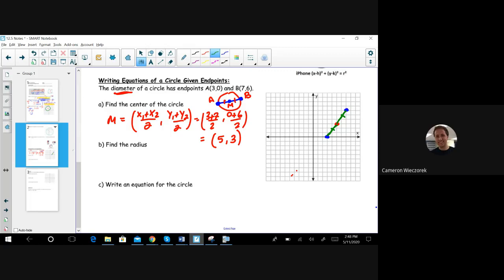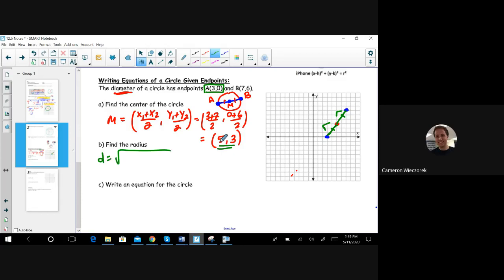Now, we still don't know what the length of that radius is, though. I need to figure out what that radius is before I write the equation. So the radius, use your distance formula, or you can make a right triangle out of it. I'm going to do the distance formula for this one. And what I'm going to do is I'm going to measure from the red dot to either one of the blue dots. These are both the same length, so it really doesn't matter which one you use. To me, this one looks easier since it's got a 0 involved. So I'm going to find the distance from (3, 0) to (5, 3).